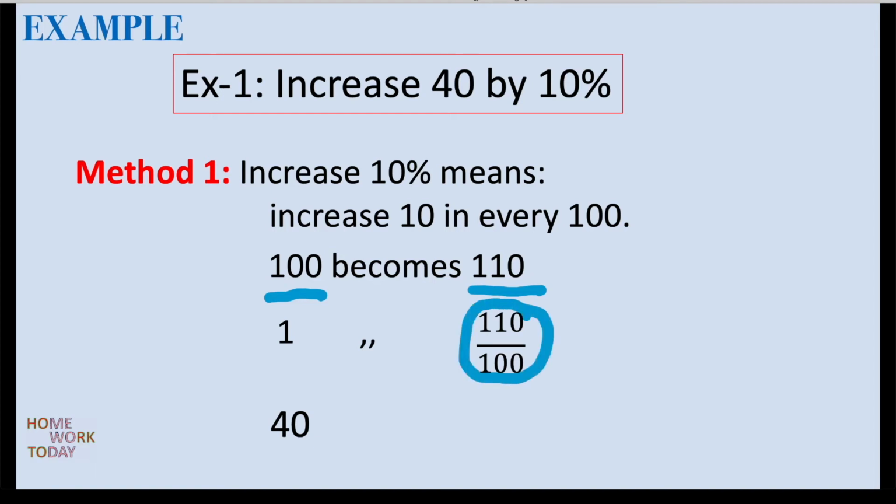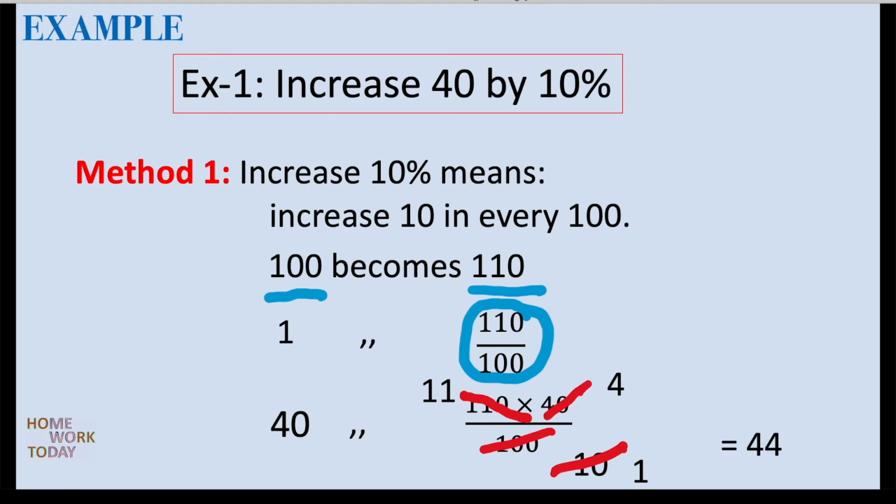Now let's simplify. 40 divided by 10 is 4. 100 divided by 10 is 10. 10 divided by 10 is 1. 110 divided by 10 is 11. Now multiplying 11 and 4, we get 44.